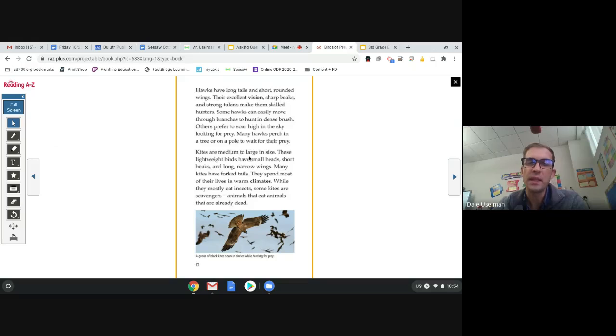Kites are medium to large in size. These lightweight birds have small heads, short beaks, and long, narrow wings. Many kites have forked tails. They spend most of their lives in warm climates. While they mostly eat insects, some kites are scavengers, animals that eat animals that are already dead. A group of black kite soars in circles while hunting for prey.